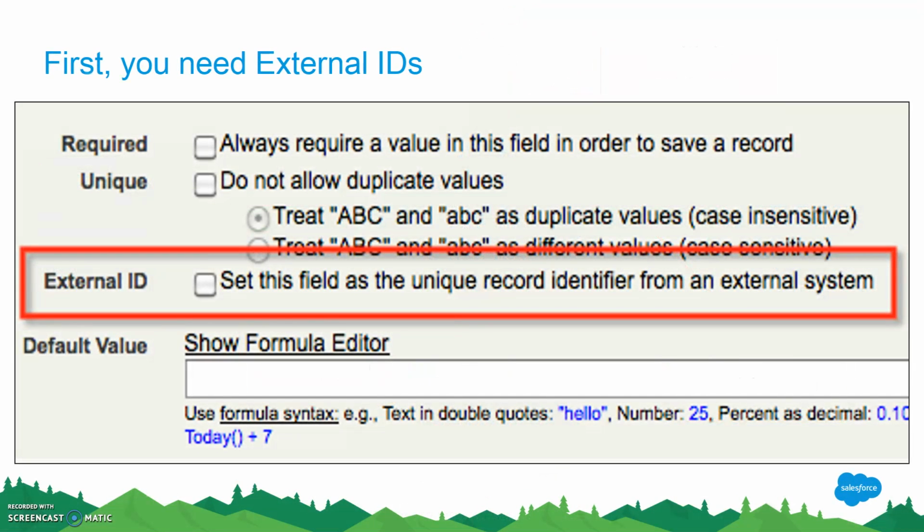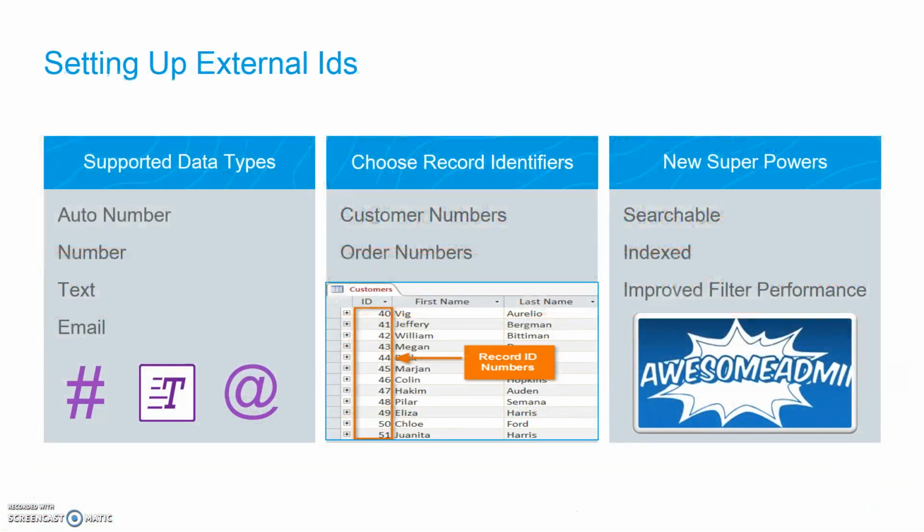Now, I've been talking about this external ID field. What is that? Simply put, it's a custom text or number field with the external ID option enabled. I like to use text fields for this purpose because they can hold up to 255 different letters, numbers, or special characters. There's a lot of flexibility.